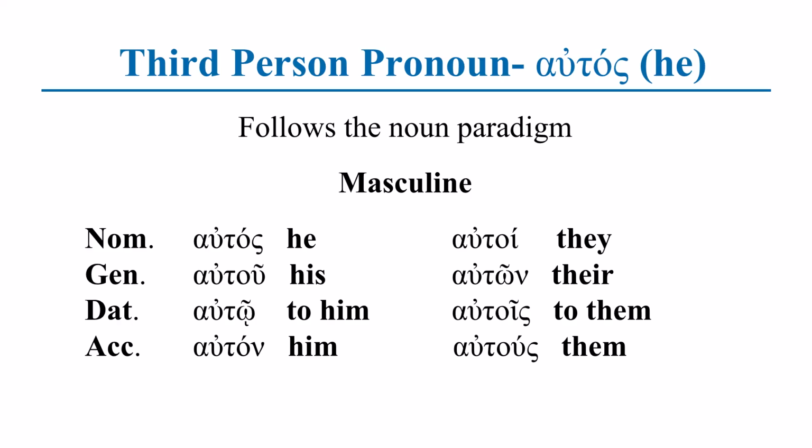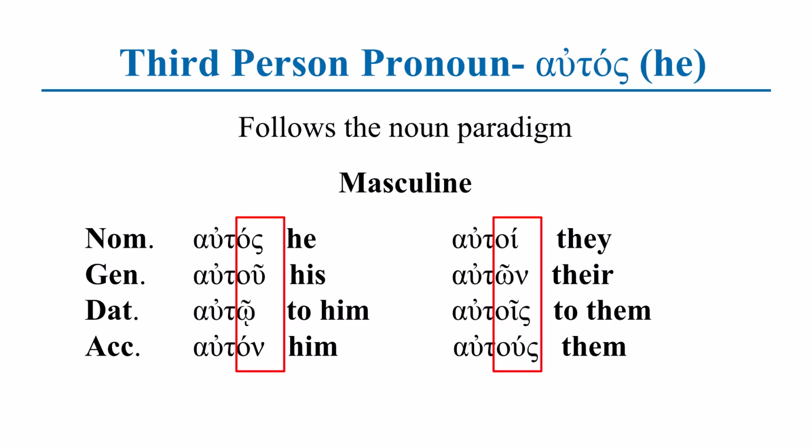But the most important thing to know is that it follows the noun paradigm. So it's built on the paradigm that you have already mastered. And that is the first and second declension paradigm. So if you have mastered that paradigm, you can tell that the endings are the same. For example, in the masculine, in the nominative you have autos. That omicron sigma is coming from the noun paradigm.